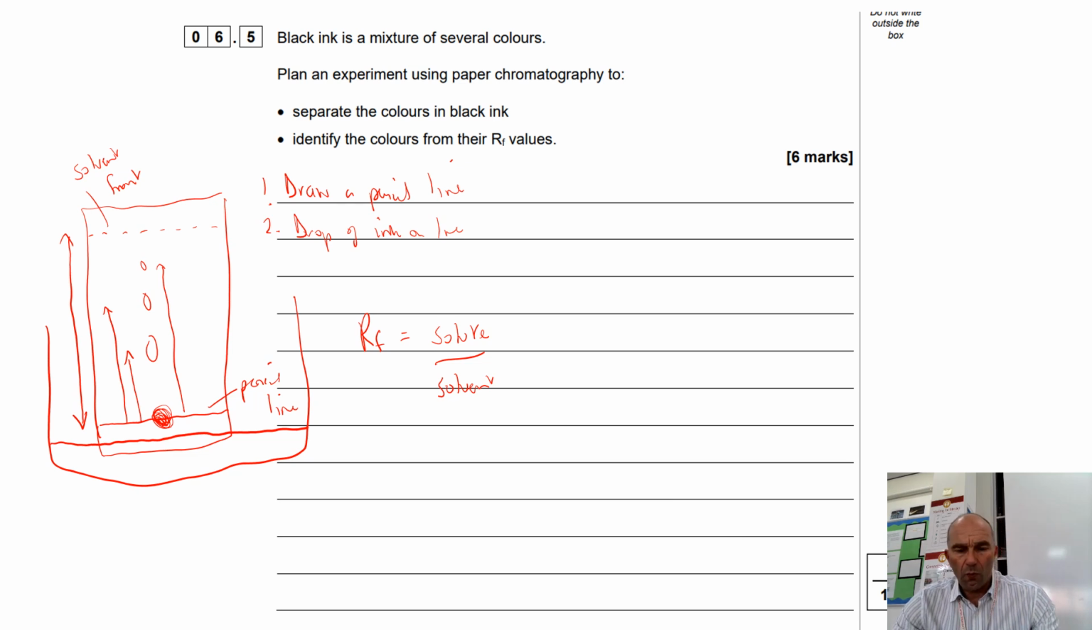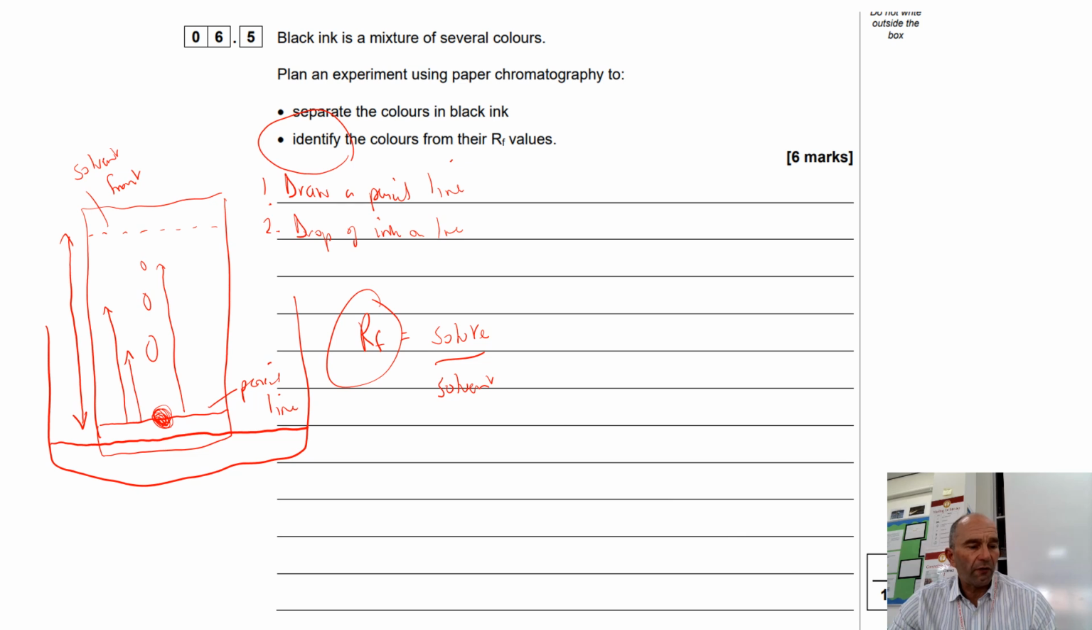Now, how do we identify the colours from the RF values? If we've used, say, water, there will be reference values for these particular inks in water. So we'd then look up the RF values that we got for our 3 different dots, and we compare them with known RF values, and we'll be able to work out from there what the actual colour was and whether it's a certain kind of chemical in particular.